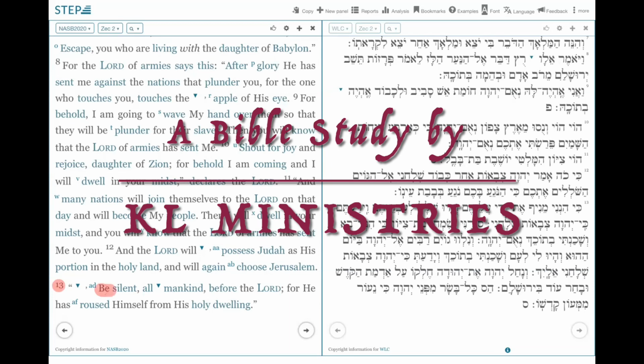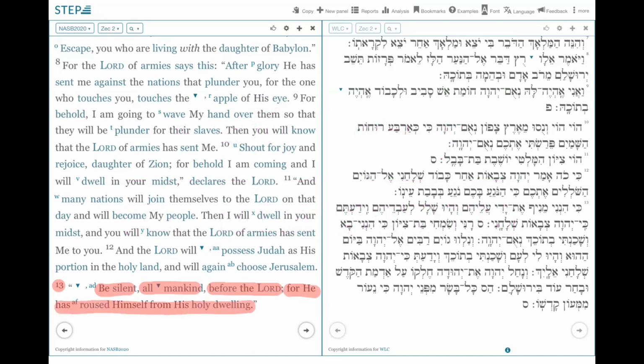It says here, be silent, all mankind, before the Lord, for he has roused himself from his holy dwelling. Remember, everything we're reading is imagery. It is to paint a picture, and the picture itself with the actions tells the lesson, tells the message. So it says, be silent, be still. This is hush. What else? Hold your tongue, right? This is what it means. Be silent. Hush. Be still. Don't move. Don't say anything. That is what silent here means.